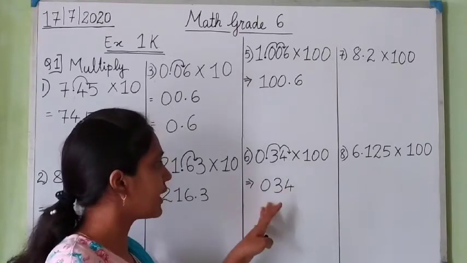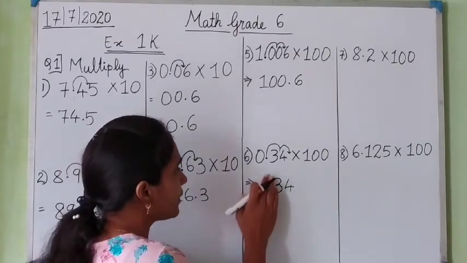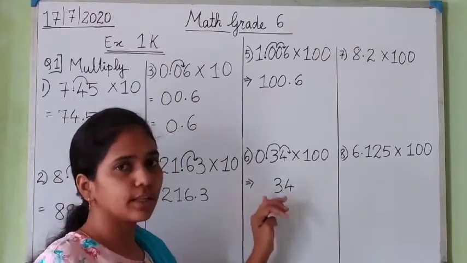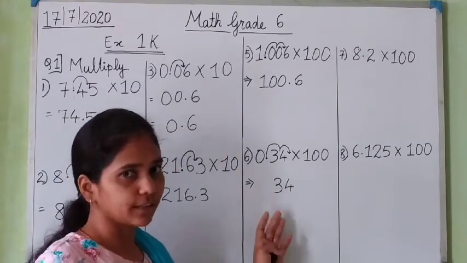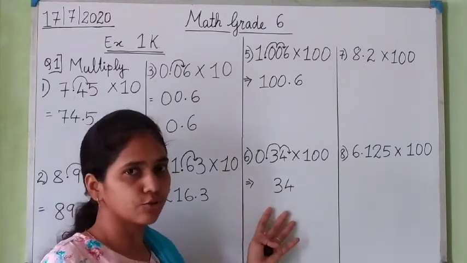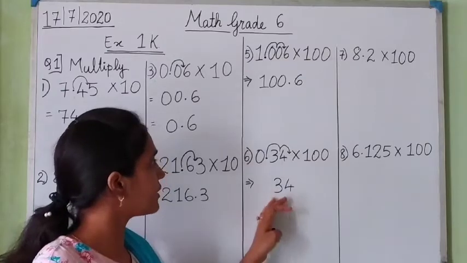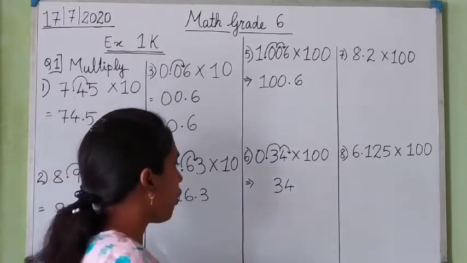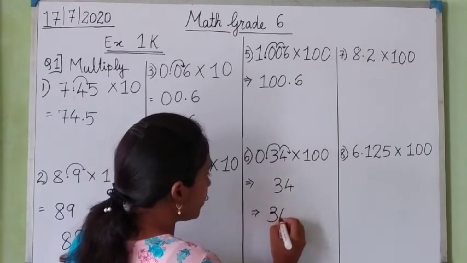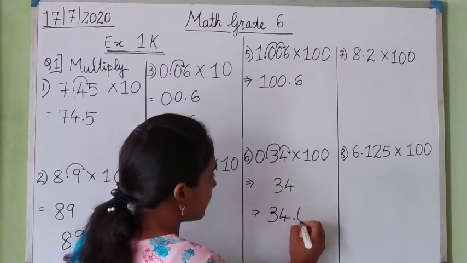But in 034 also there is no need to put a 0 here. Why? Because 0 at the starting means nothing, right? If there is 0 at the starting of the number, then it has no value, right? So we can just write it as 34. Or we can also write it as what? If we want to put a decimal point, we can write it as 34.00.